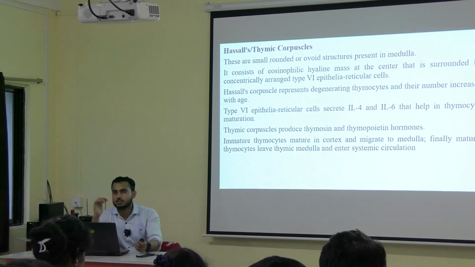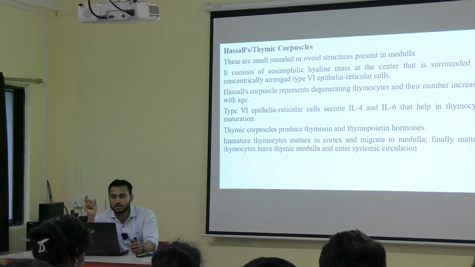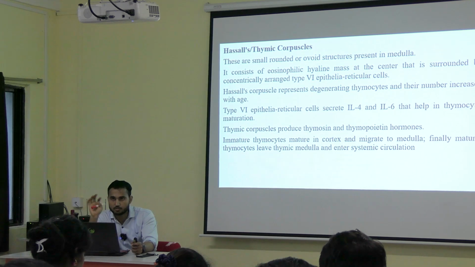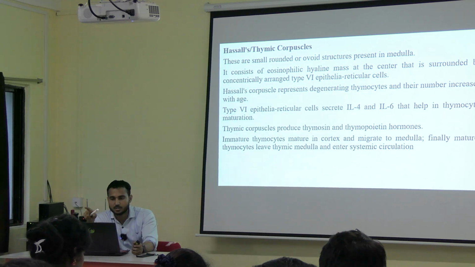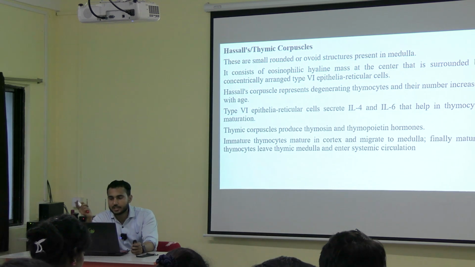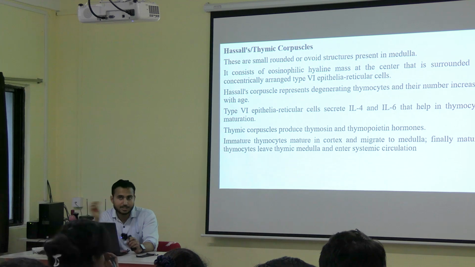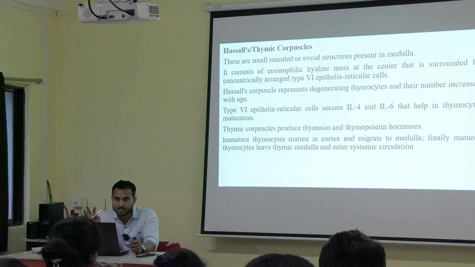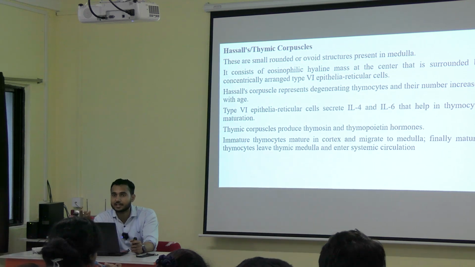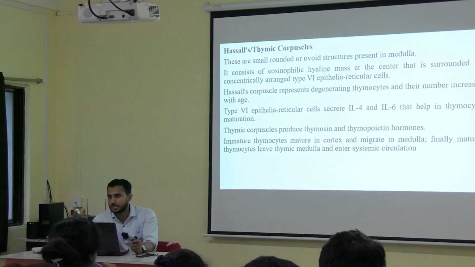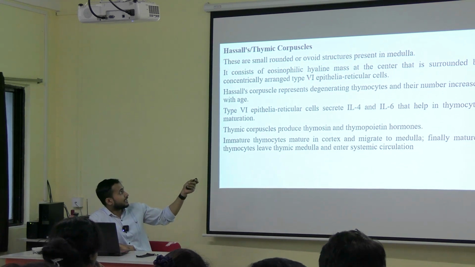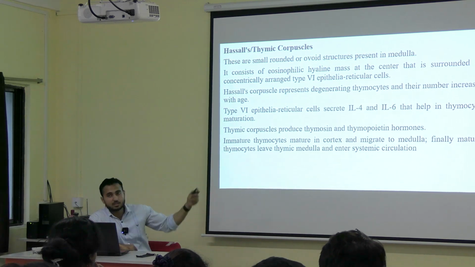So what is this Husserl's corpuscle? As I said, they are small, rounded or ovoid structures present in the medulla. Now it consists of eosinophilic hyaline mass. Doesn't mean that it is made up of hyaline cartilage. The appearance is that of a hyaline mass, which is also eosinophilic in nature. And it is surrounded concentrically by type 6 epithelio-reticular cells.